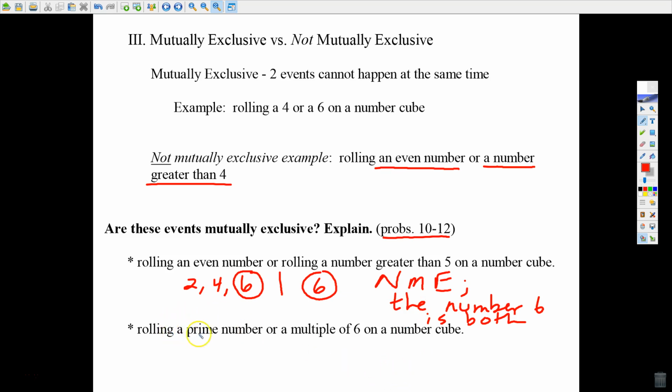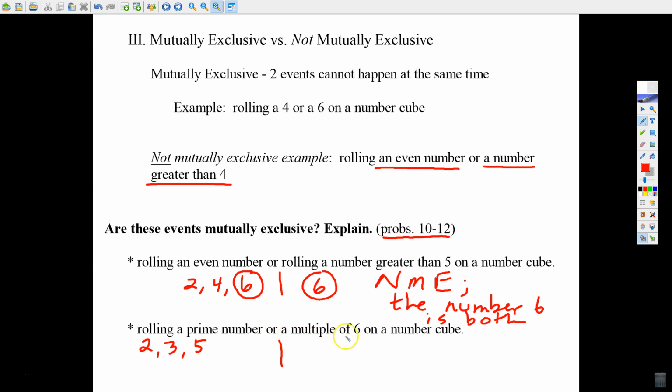Okay, my next example, rolling a prime number. All right, so remember the prime numbers on the number cube, they start with what? 2. 1 is not prime. What's the next one? 3. Next one? 5. And for the number cube, that's all we have.